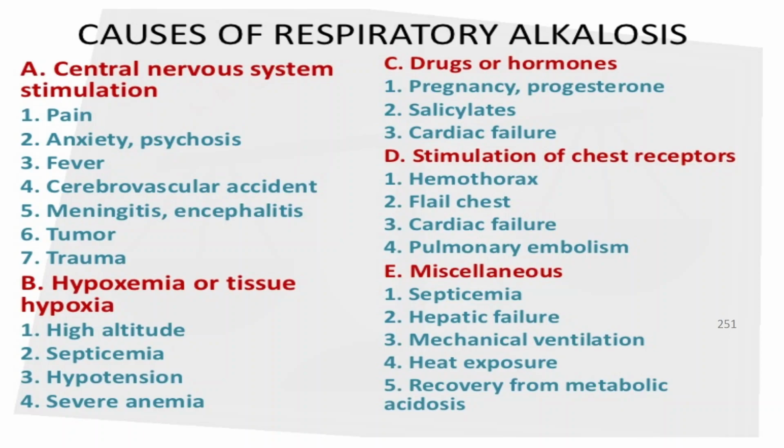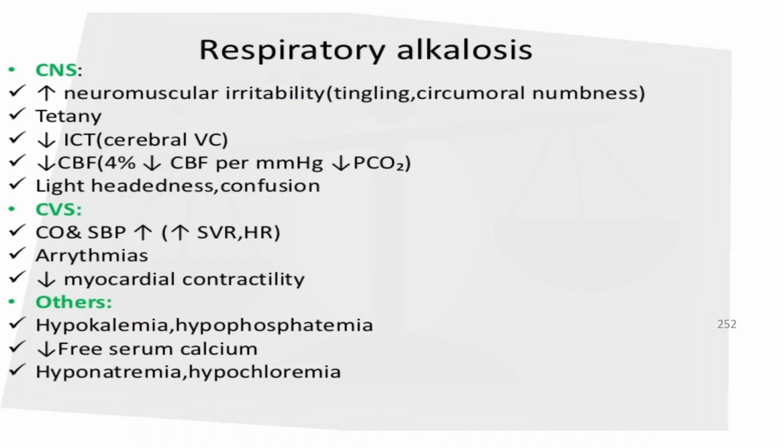Then there is stimulation of the receptors, like hemothorax, clear chest, and so on. In that condition, because the rate of respiration increases, it can result in alkalosis. And other conditions like hepatic failure, and patients on ventilation are exposed to heat quite significantly. In heat stroke, there is a tendency for alkalosis.